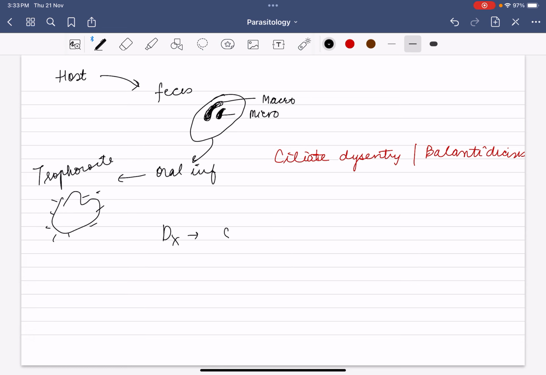How do you diagnose it? The way of diagnosing is, one, again through a stool sample. We will see large trophozoites and cysts, both are visible here. Second is molecular methods by PCR.